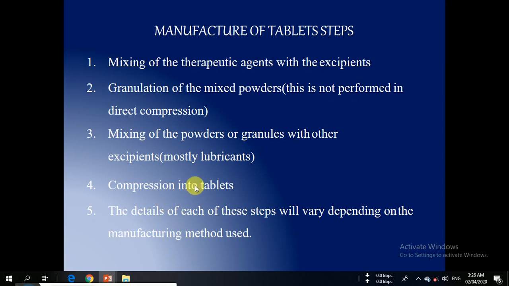The fourth one is compression into tablets, where we will compress the tablet. The fifth one is the detail of each of these steps, which will vary depending upon the manufacturing method used.